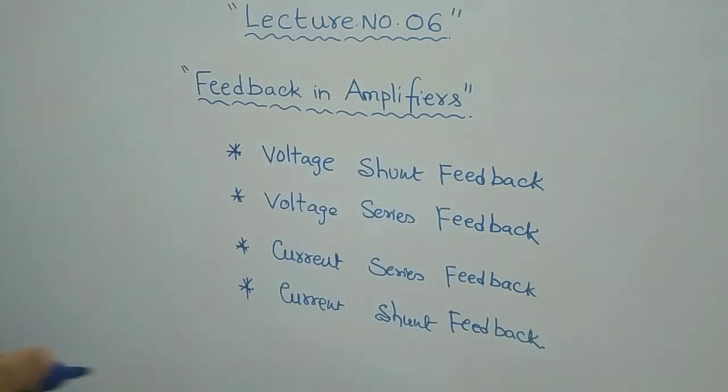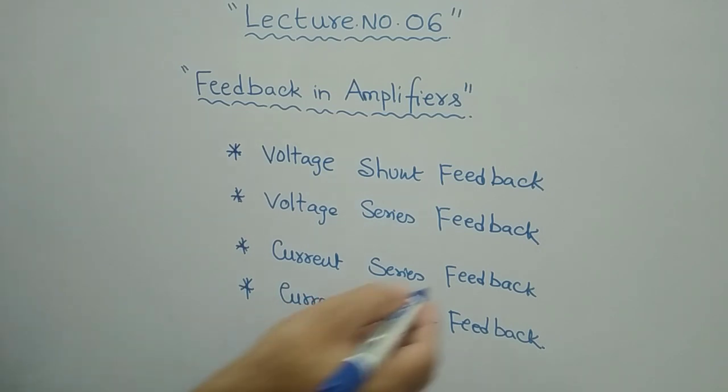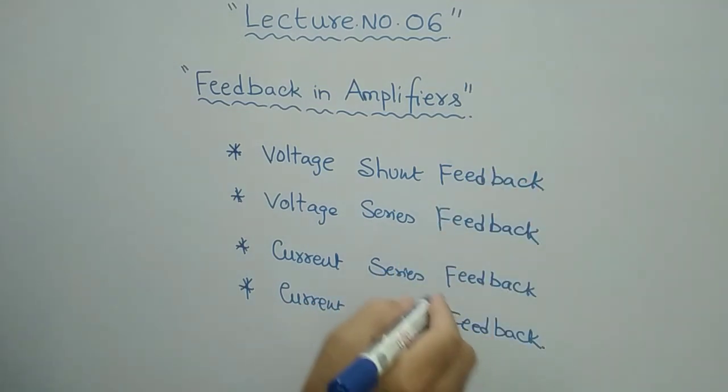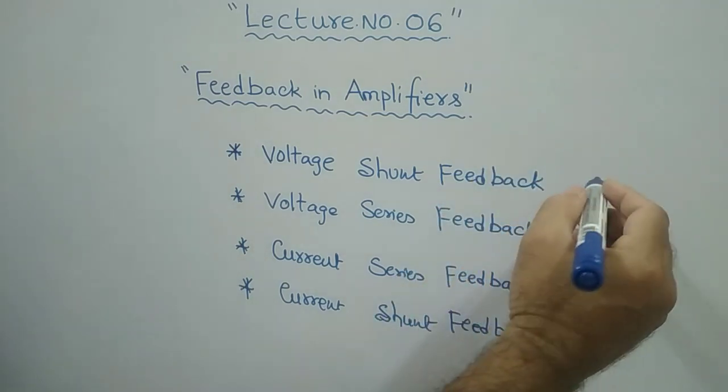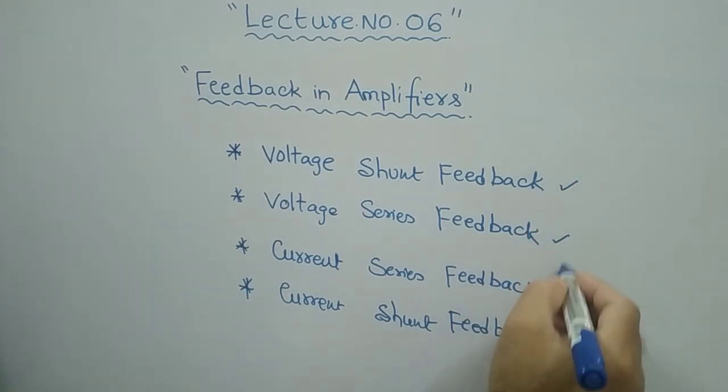So these are the four various categories of the feedback topologies, right? This is based on the feedback we provide in the amplifier circuit. That circuit is differentiated into these four categories.